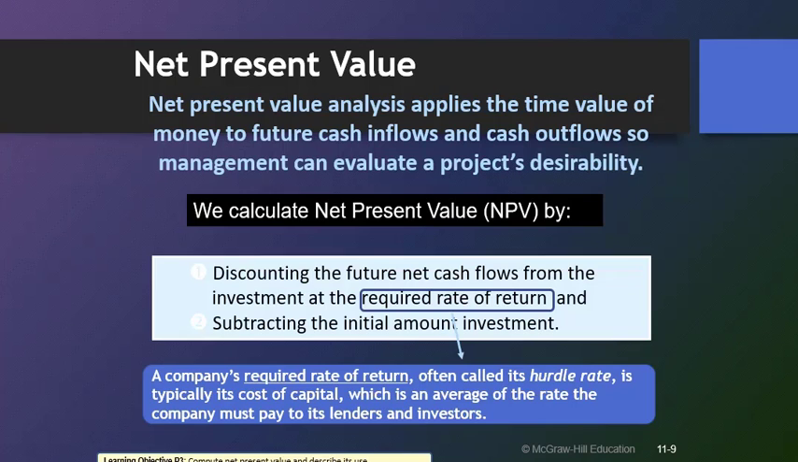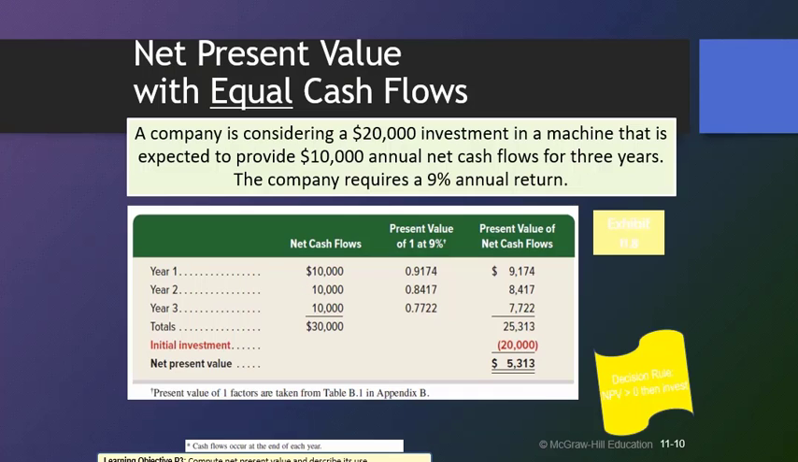A company's required rate of return, sometimes called the hurdle rate or the cost of capital, is essentially an average of the rate the company has to pay to lenders and investors, okay? So it could vary from company to company, depending on what their rate is, okay? So here we're going to look at a very simple example.